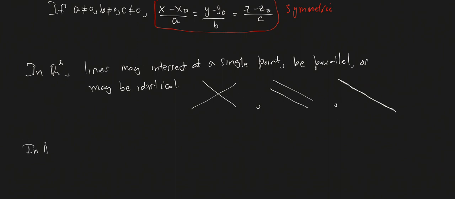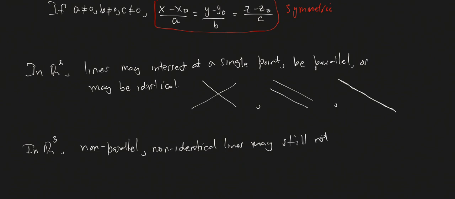So in R3, non-parallel lines, so lines that are not parallel, and non-identical, meaning that they're different, may still not intersect at a point. And let me illustrate how.